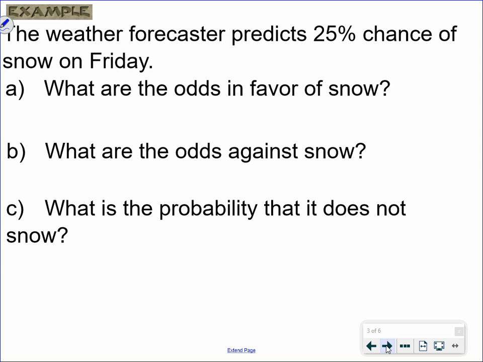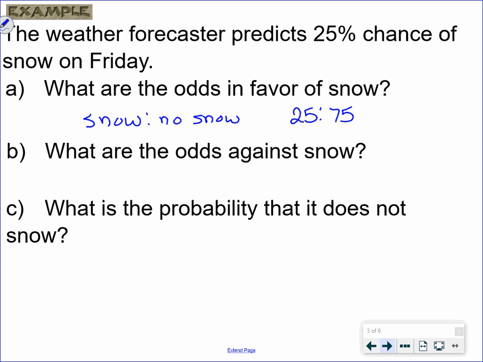In this next example, the weather forecaster predicts 25% chance of snow on Friday. So what are the odds in favor of snow? So in favor means that we are looking at snow compared to no snow. So we see that there is a 25% chance of getting snow, so that's the first part. And what is the percent of not getting snow? So if the percent of snow or not snow is 100%, we'll take the 100 and subtract the 25, so that would be 75. So 25 to 75.